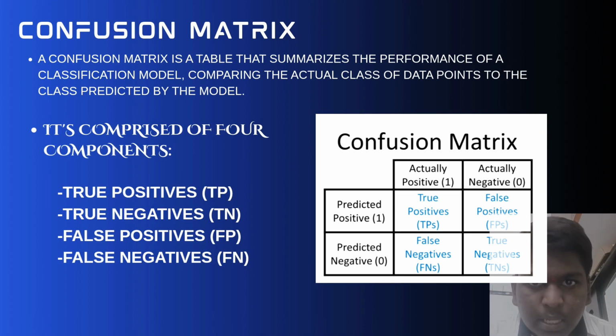True positive means both the prediction and the reality are true. But in true negative, the prediction will be true but the reality will be wrong. Same, if you go to false positive, the prediction will be false but the reality will be true. Same as in false negative, both the prediction and the reality will be false.